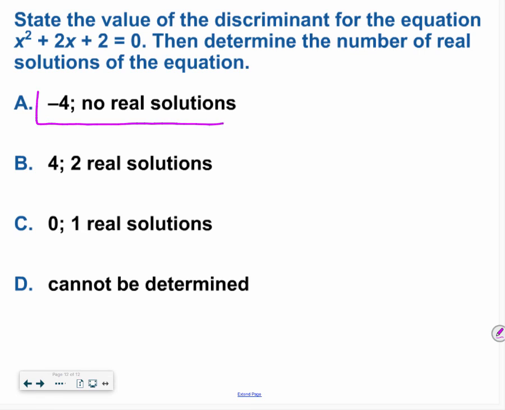Hopefully you ended up with negative 4, and since that was a negative number, you determined that meant it had no real solution. If you have questions about this or anything else, please be sure to ask for some help.